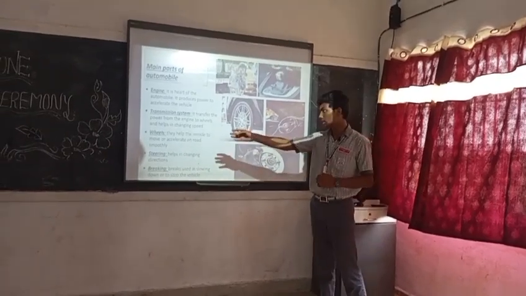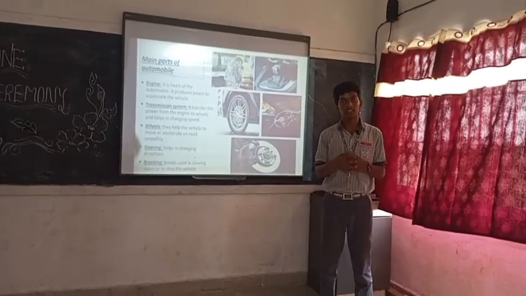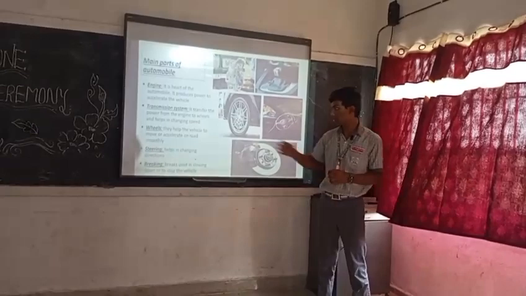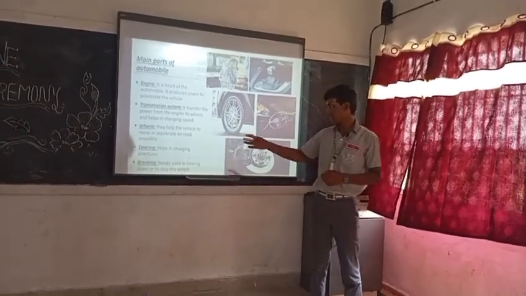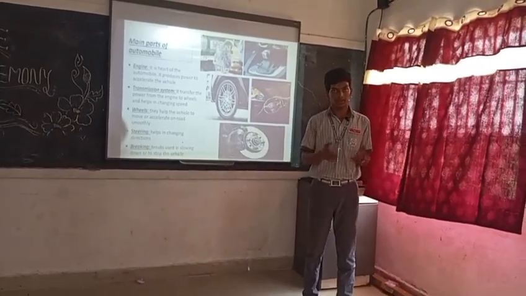And next, wheels. Wheels are the main parts of an automobile, which help it to run. They help to move the vehicle. Next, steering, which helps in changing direction. Next, braking. Brakes are used for slowing down or stopping the vehicle.